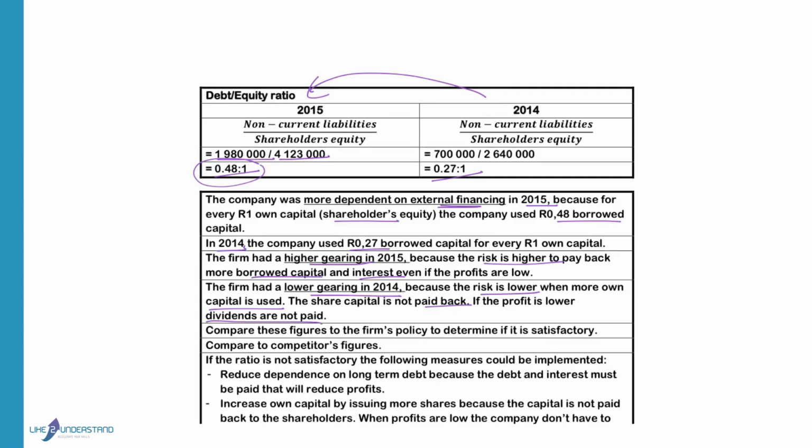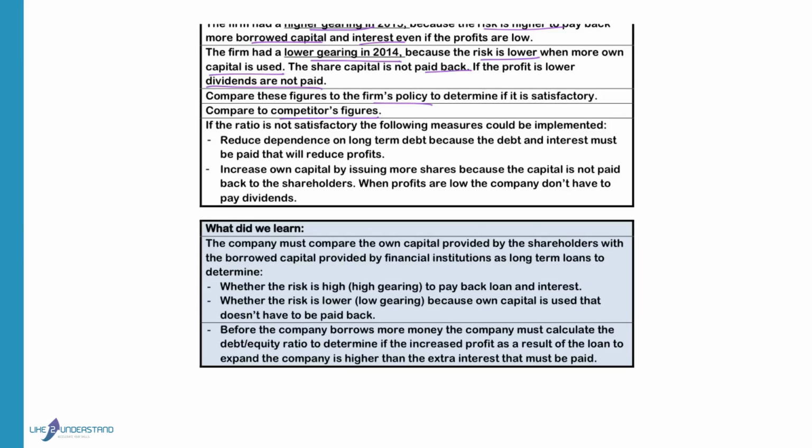You have to compare these figures with the firm's policy to determine if it's satisfactory, and you must also compare it with competitors' figures to see if you are in the same bracket as all your competitors. If the ratio is not satisfactory, the following measures could be implemented. Reduce dependence on long-term debt, because the debt and interest must be paid back when profits reduce. So it means it's risky for you when you borrow money and you don't know if you're going to make enough profits to be able to pay it back.